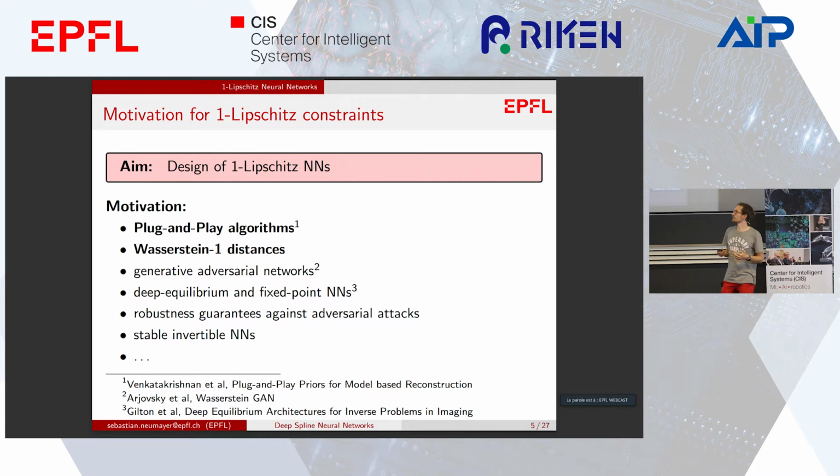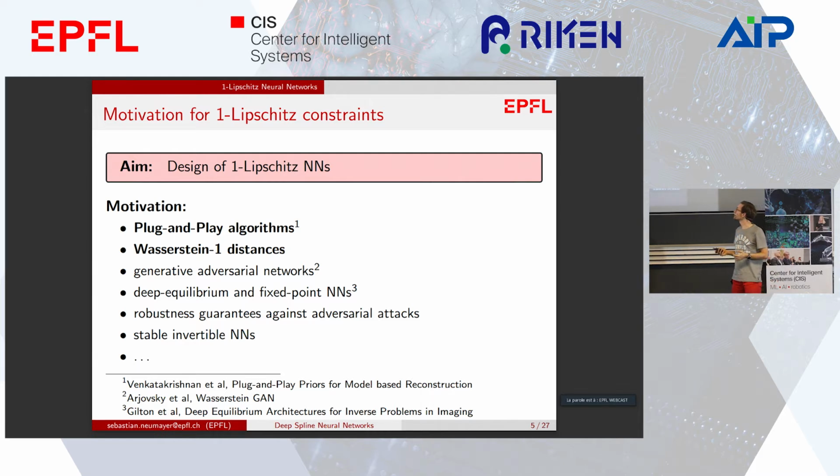Then there is something a bit related to the first point, so-called deep equilibrium and fixed point neural networks with recurrent layers. And there the reasoning is just if you do fixed point iterations, in the simplest case, let's just think about Banach fixed point iterations, then you need that the network is non-expansive. So again, you need some control on the Lipschitz constant. But also if you want to talk about robustness guarantees, it's always helpful to know the Lipschitz constant.